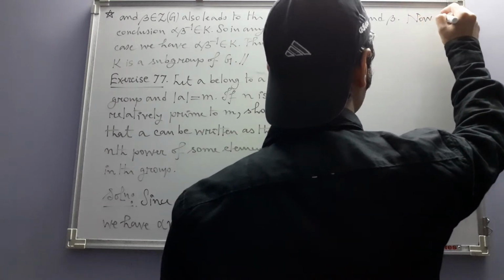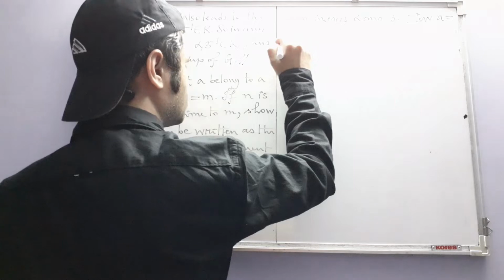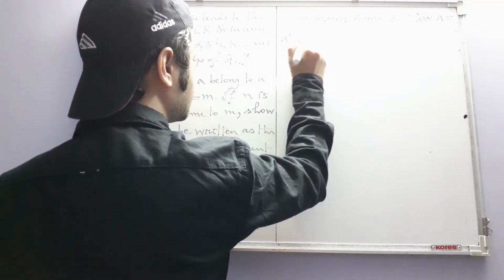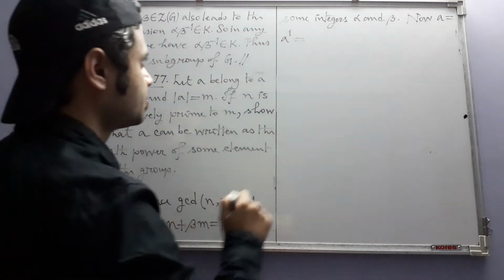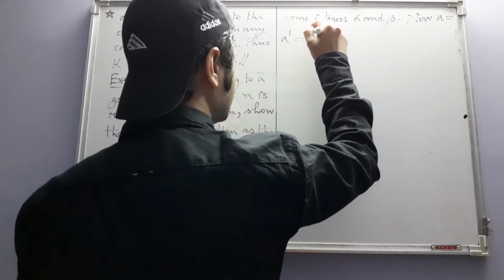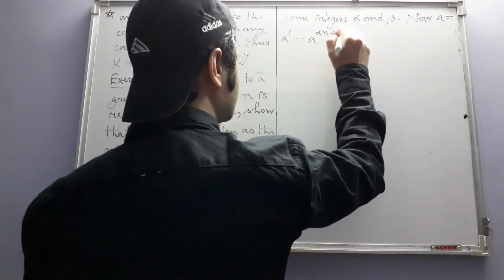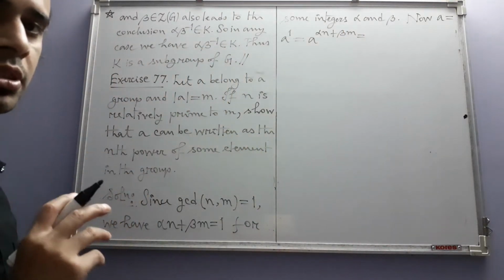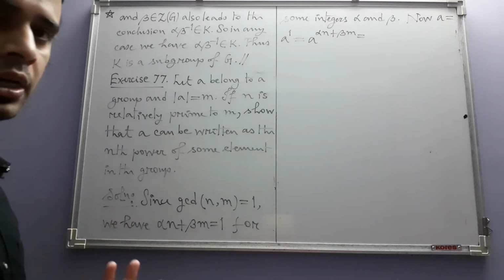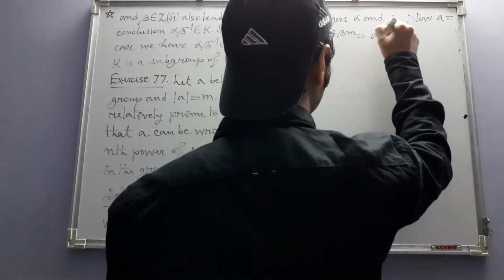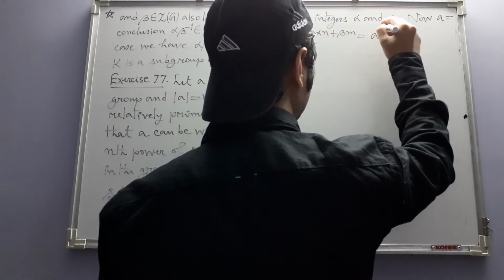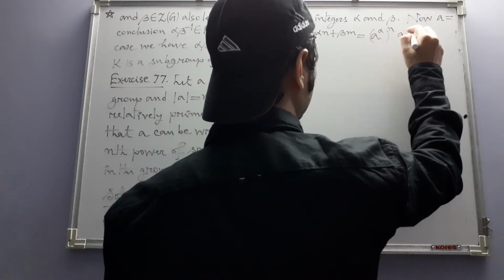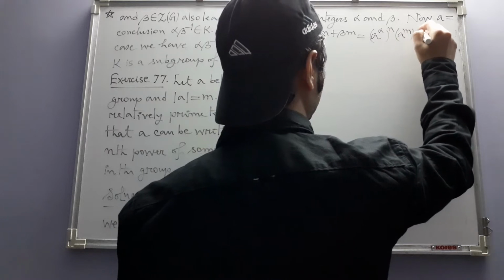So we start with a. Now a is equal to this integral power a to the power 1 of a. Now in place of 1 we are now going to write this expression, which involves integers, a to the power alpha n plus beta m. In the next step we use the rules of exponents that are true in any group, and we write this power as a to the power alpha whole to the power n times a to the power m to the power beta.